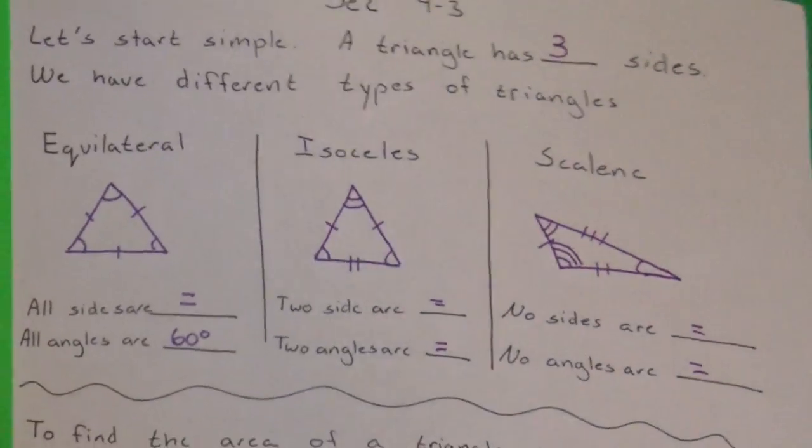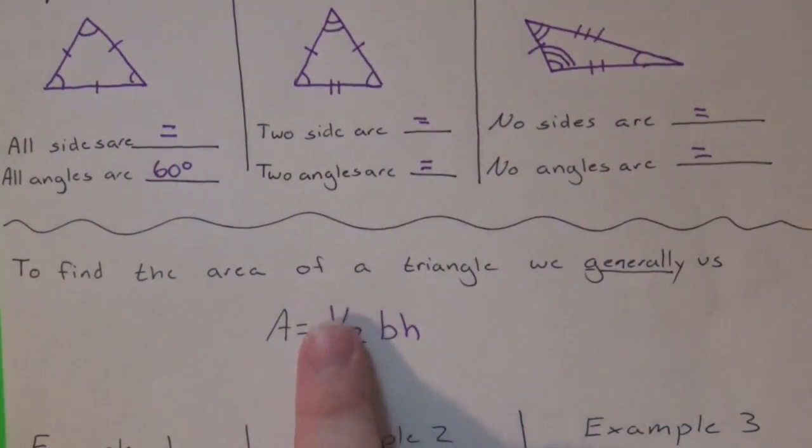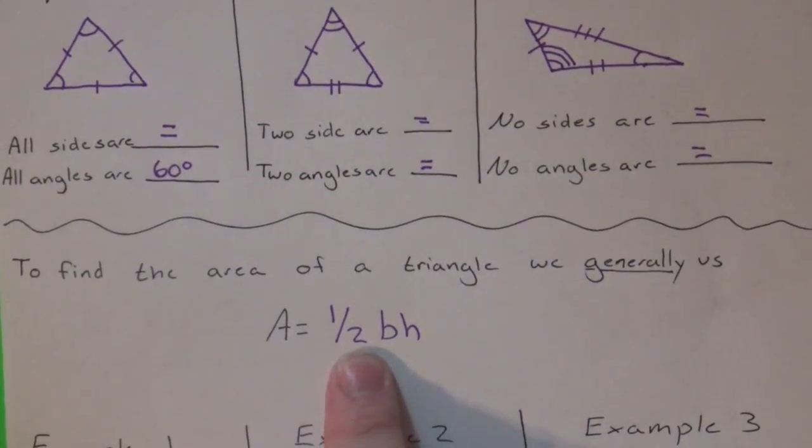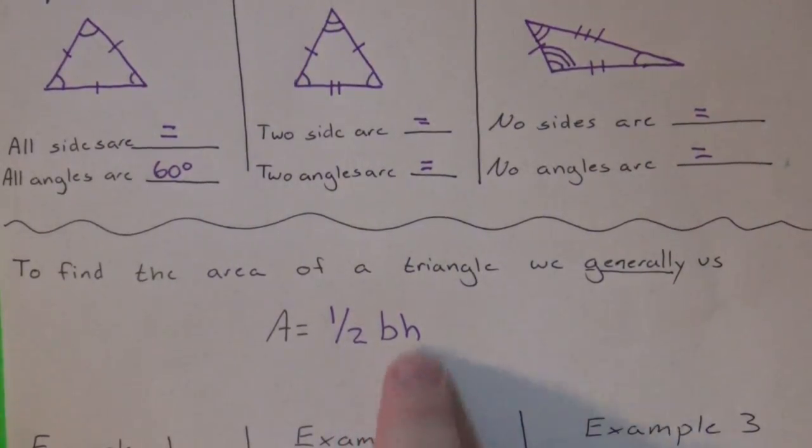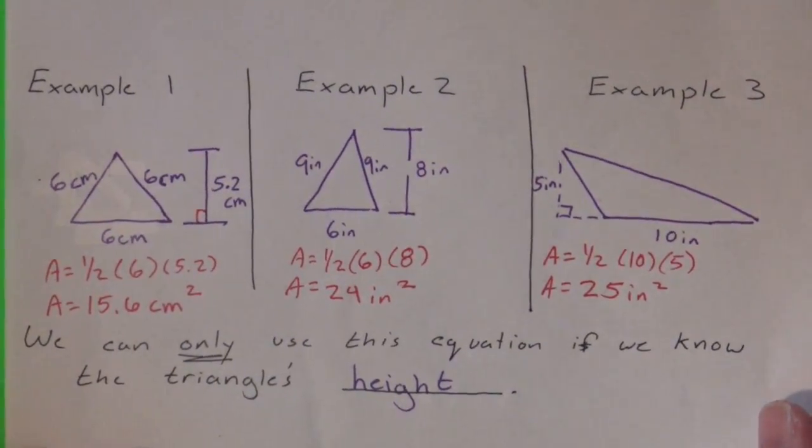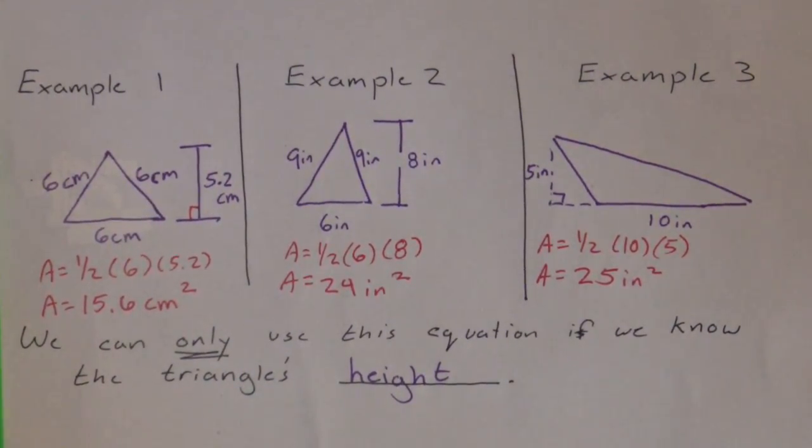Now, we also talked about the primary equation we use. We always use this: area equals 1/2 b times h, base times height. This is what we generally use. And here's some examples that I went through. I did some in class with you, but I just went through this one.